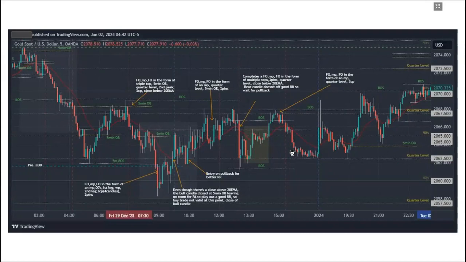Feel free to pause, take a look at all the notes that I've written down addressing what exactly was going on with the price and what I was looking at to determine this bearish bias.